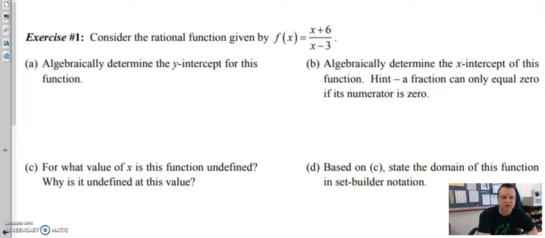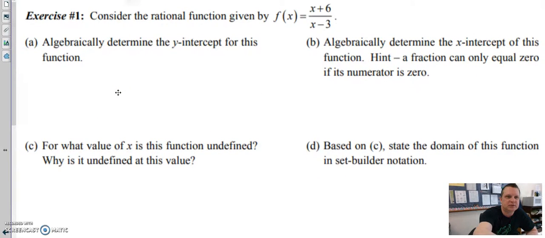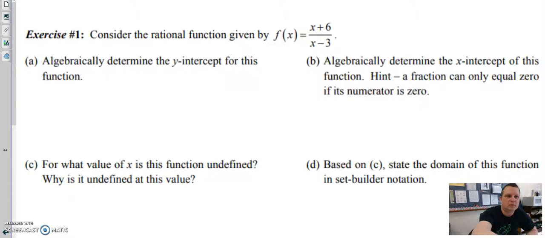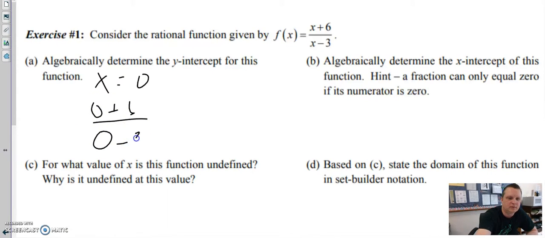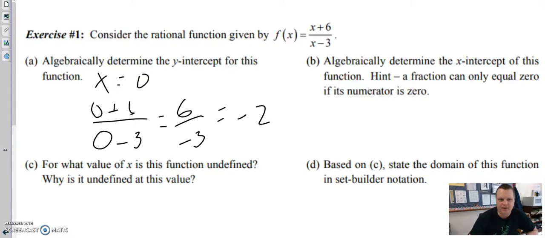So algebraically determine the y-intercept for the function given. So f of x equals x plus 6 over x minus 3. So a y-intercept is when x equals 0. So if you just plug in 0, wherever you see an x, you are going to get 6 over negative 3, which is negative 2. That's your y-intercept. Done.